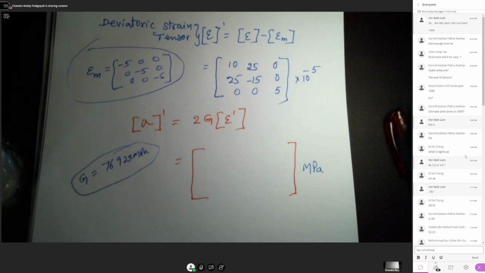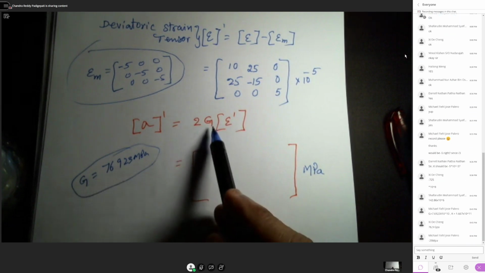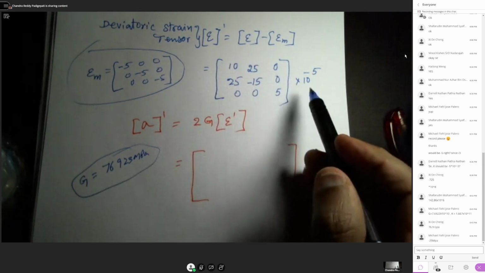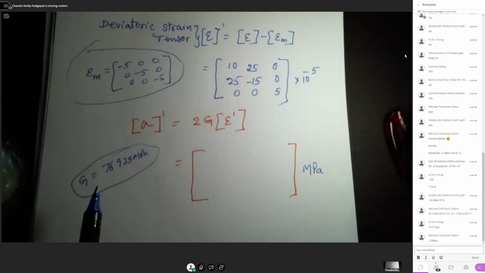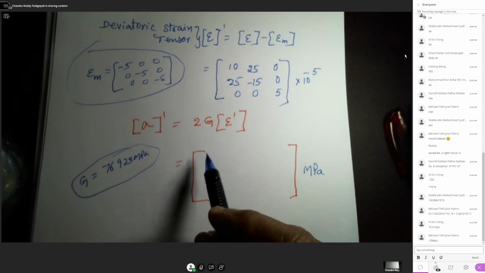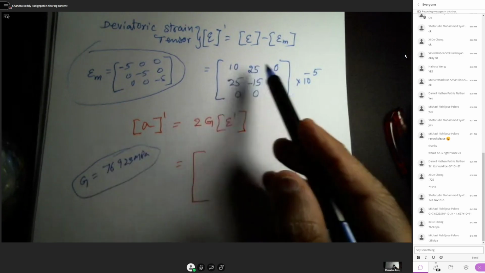So the G value is 76923 megapascals. So 2 times this value multiplied by each element into 10 power minus 5. So can someone give me the first value? So that is 2G times 10.